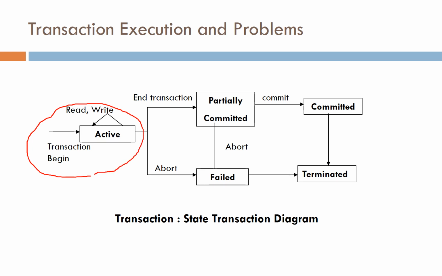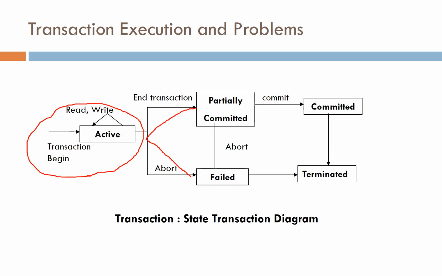This is the transaction begin. When any transaction begins, it starts suddenly in an active state. And in the active state, it can be in any kind of basic operation, it can be a read or it can be a write operation. After the active state, a transaction can go in two ways: either it goes to partially committed or it goes to abort.